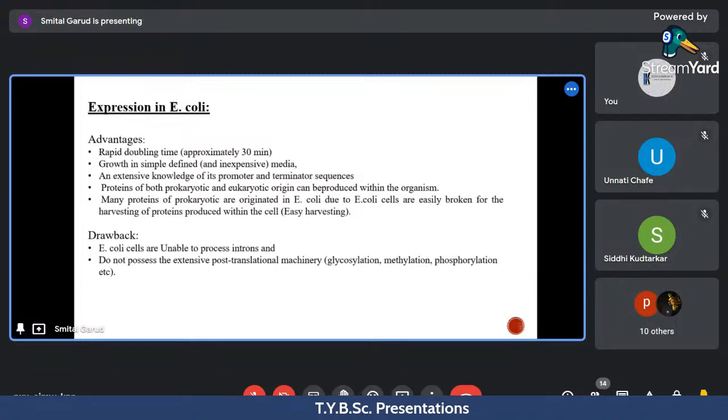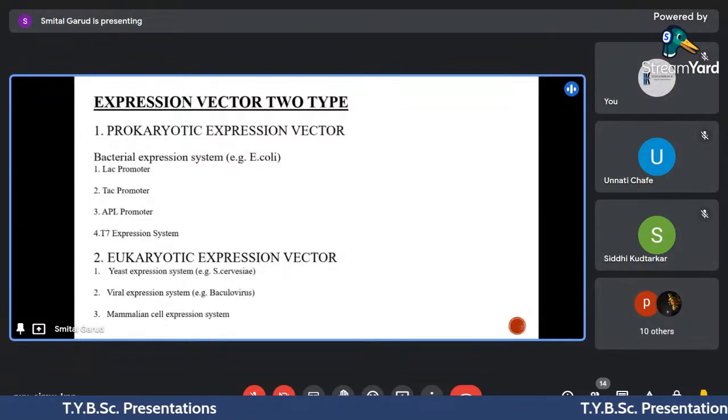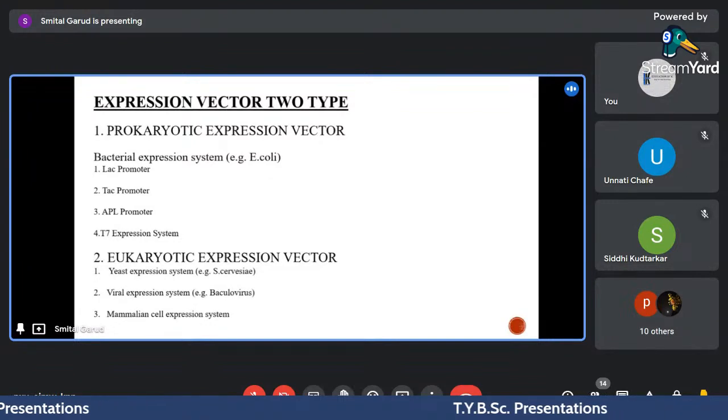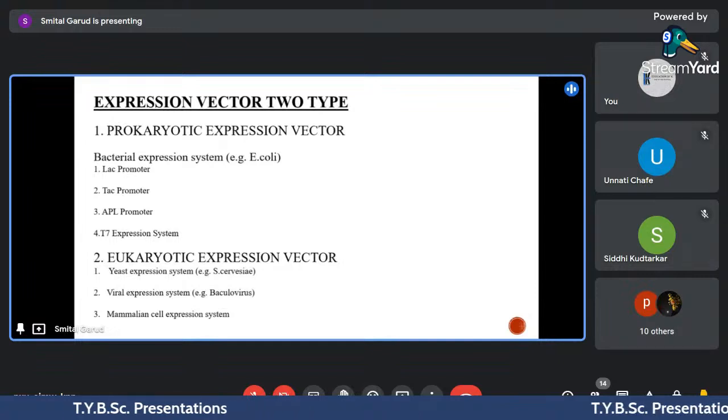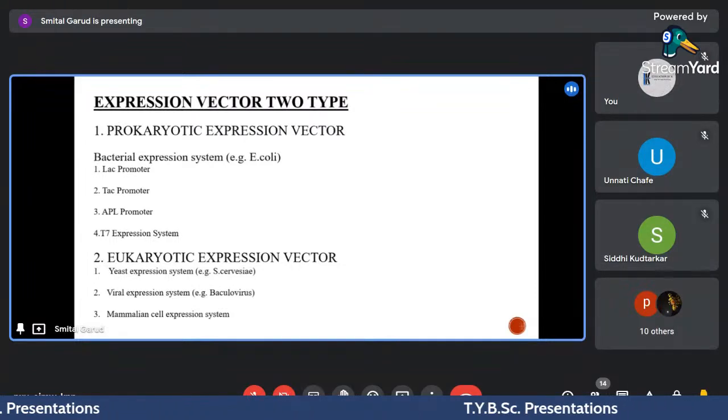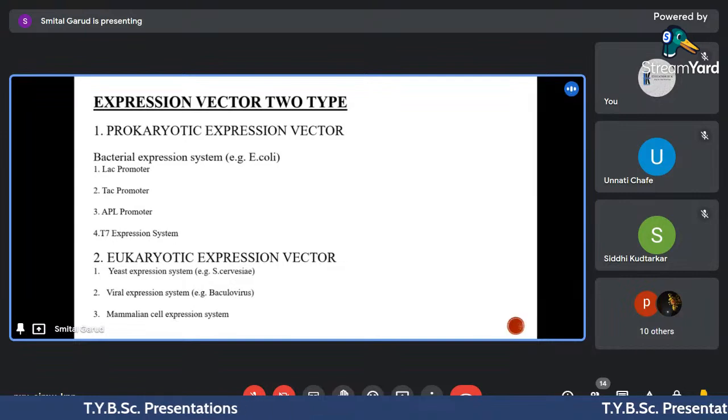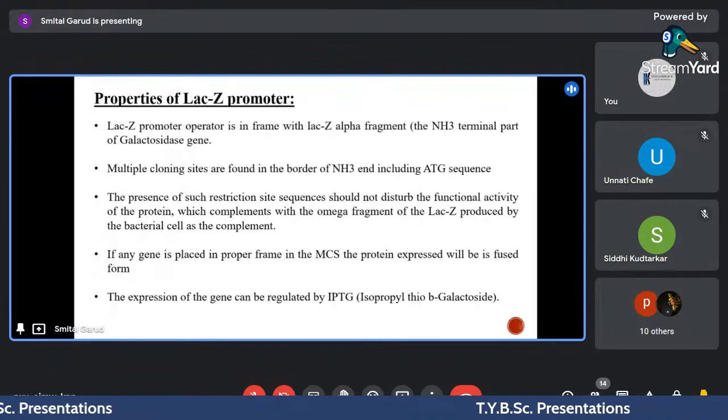There are two types of expression vector. A prokaryotic expression vector, which is a bacterial expression system, has LAC promoter, TAC promoter, APL promoter, and T7 expression system. Eukaryotic expression vectors have yeast expression system, that is Saccharomyces cerevisiae, viral expression system, that is baculovirus, and mammalian cell expression system. So now we are going to see the properties of the LacZ promoter.